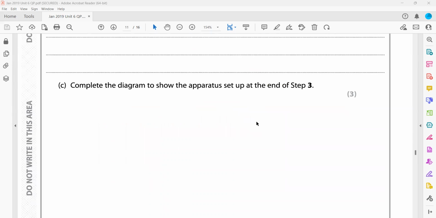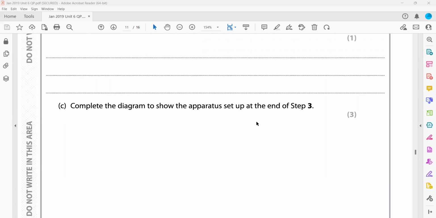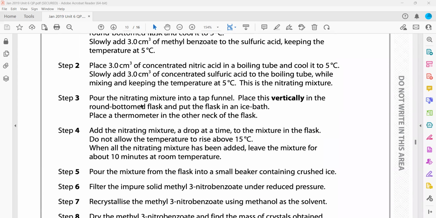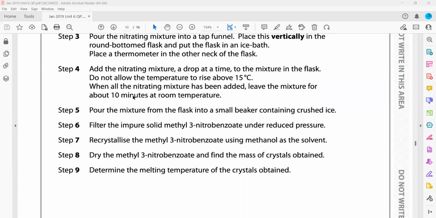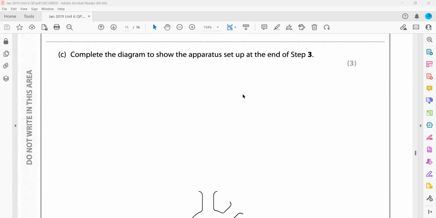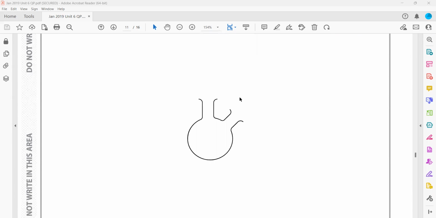Then complete a diagram to show the apparatus setup at the end of stage 3. For the apparatus setup, we have to pour the nitrating mixture into a tap funnel and then place it vertically in the round bottom flask and put the flask in an ice bath. So you have to draw this and place a thermometer in another neck of the flask. So this one is shown. We just have to complete the diagram.